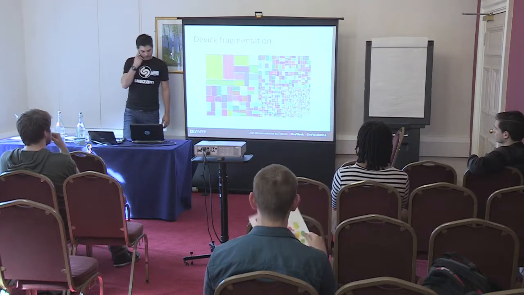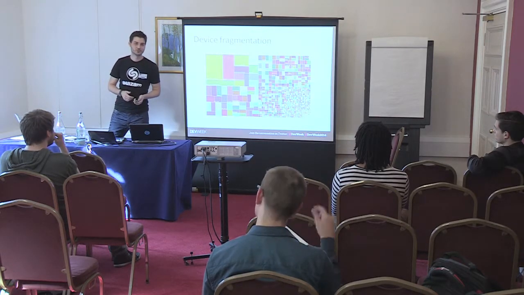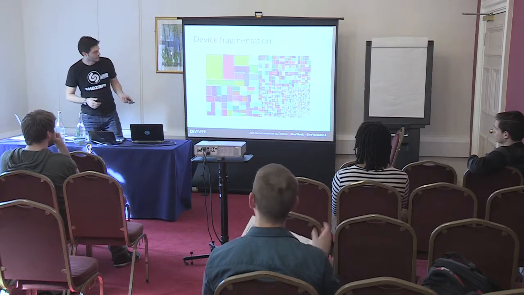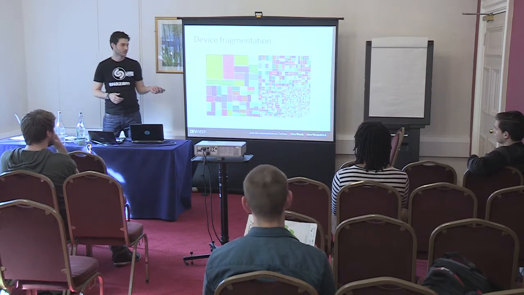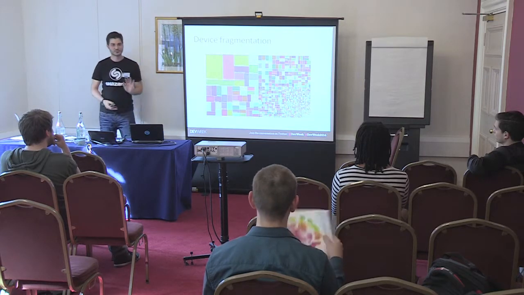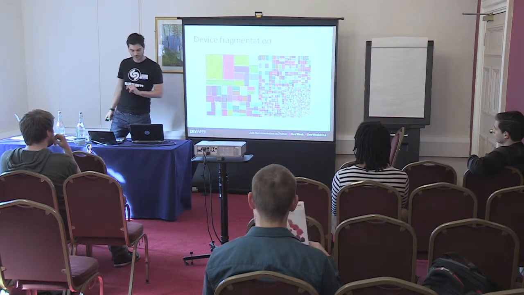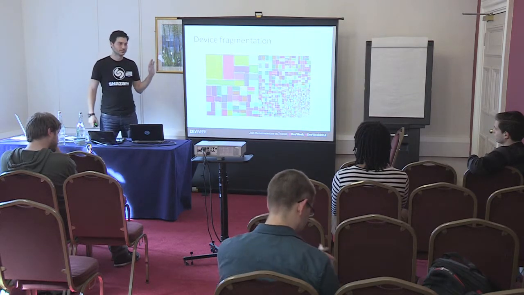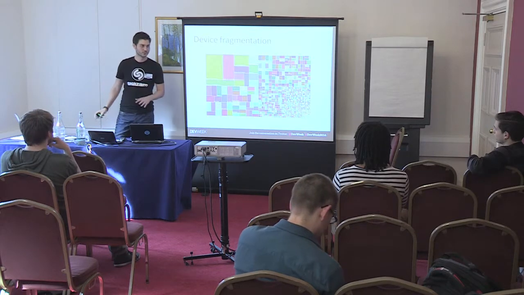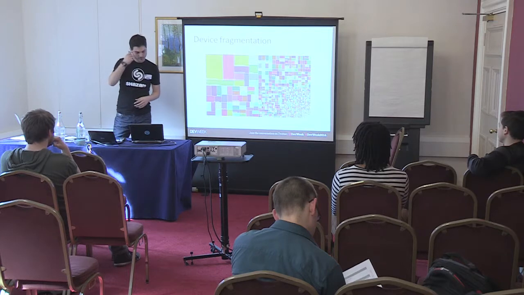So you might have seen this diagram. It was pretty popular about 9 months ago. It shows the distribution of Android devices about 9 months ago. And this is how I like to visualize the problem of device fragmentation. By the way, the link to this site is going to be provided at the end, so you can look at it later.